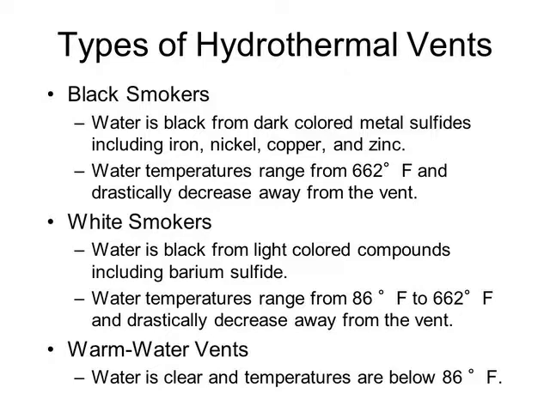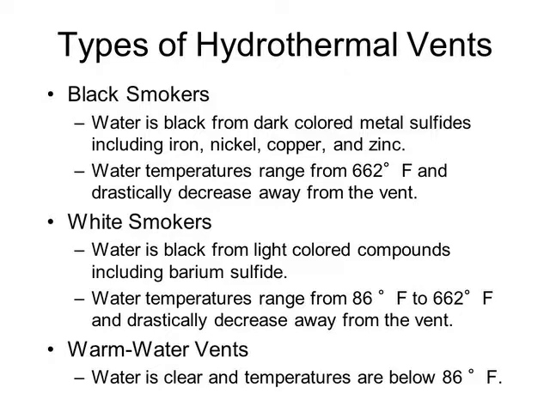Those metal sulfides that were found in black smokers, you're going to find with softer colors and softer materials in these smokers. And they also aren't typically as warm as black smokers are. White smokers can range anywhere from 68 degrees Fahrenheit to 660 degrees Fahrenheit. But again, it will drastically decrease in temperature as you get away from the vent.